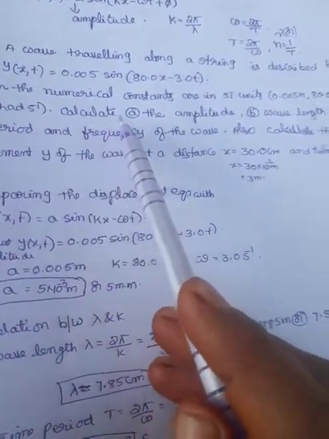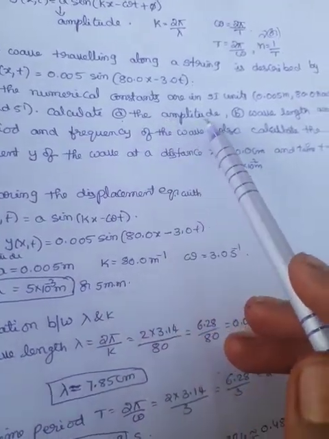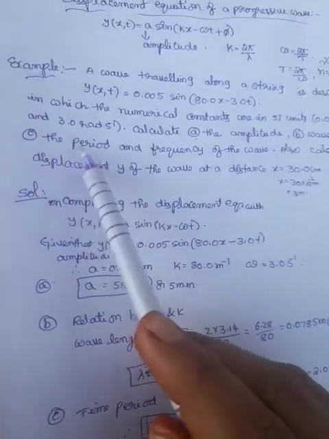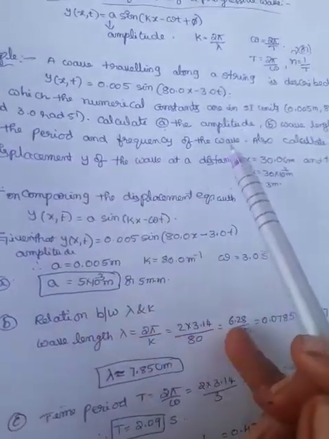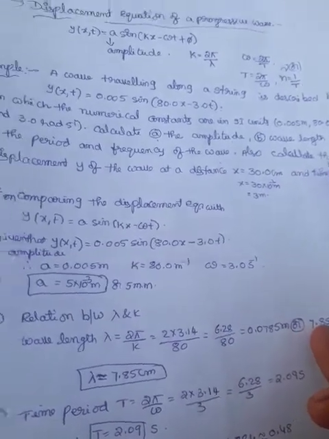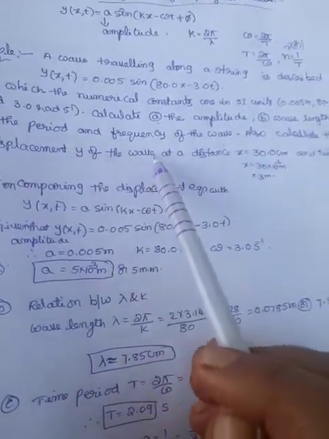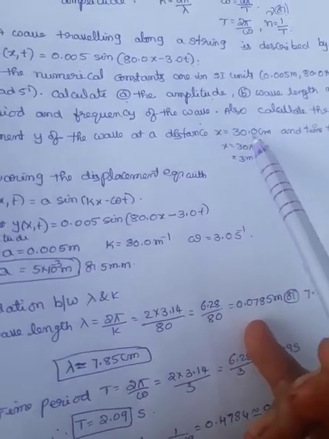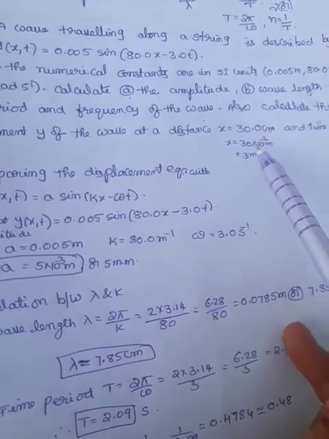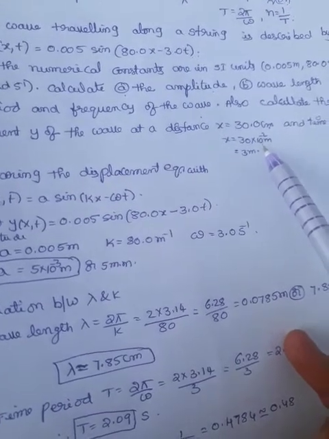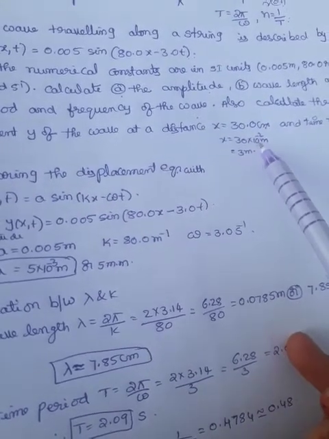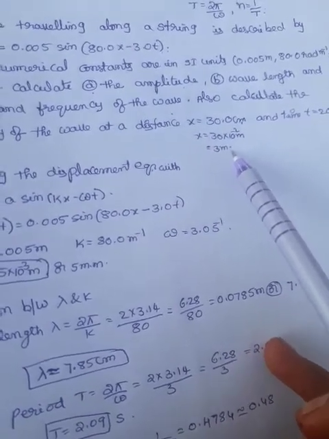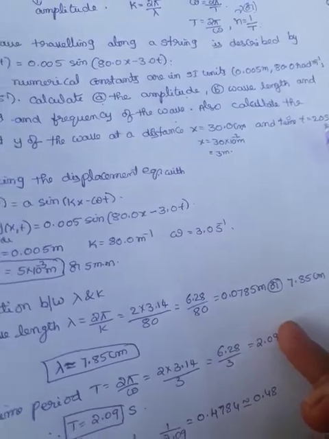Now calculate: first, the amplitude of the wave; B, the wavelength; and C, the period and frequency of the wave. Also calculate the displacement y of the wave at a distance of x = 30.0 centimeters. This centimeters is converted into SI units: multiply by 10 power minus 2 meters, so displacement is in 3 meters, and time t = 20 seconds.